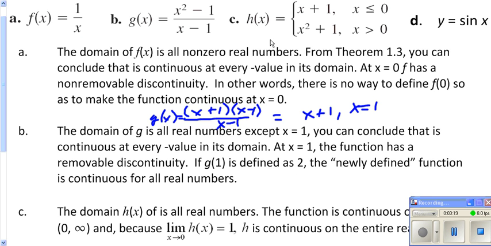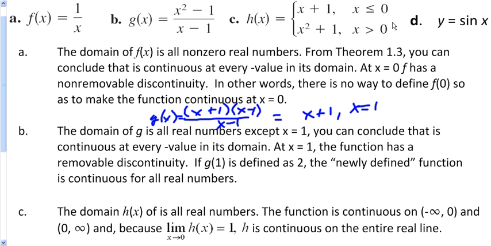For the third one, h of x is a piecewise function. Here we just have a line, and here we just have a parabola. We know lines and parabolas are always continuous. So the question is, where might we have a problem? Well, that would be if these two meet up or not, and that would be when x is equal to 0. The first definition of continuity says that it needs to actually be defined there. Does h of 0 actually exist? When you take 0, it says equal to x here, so you plug it in here and you get 1. So yes, it does exist.